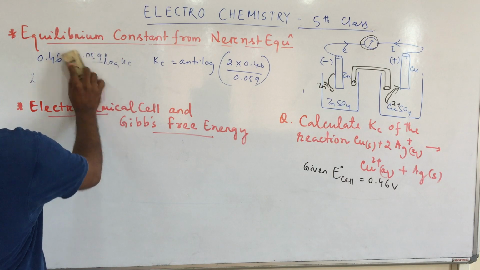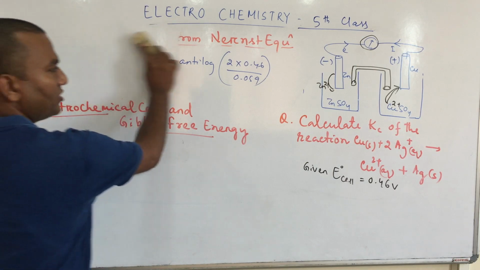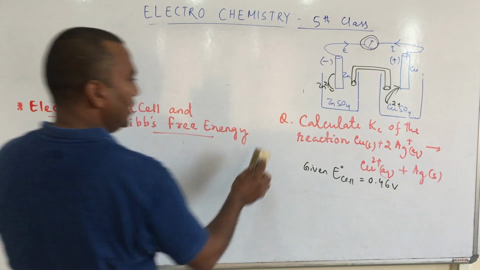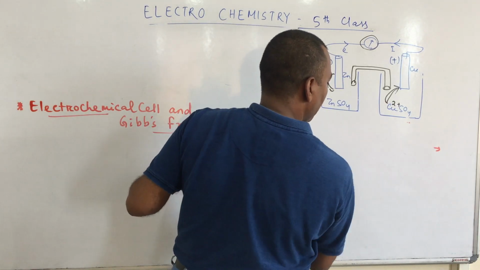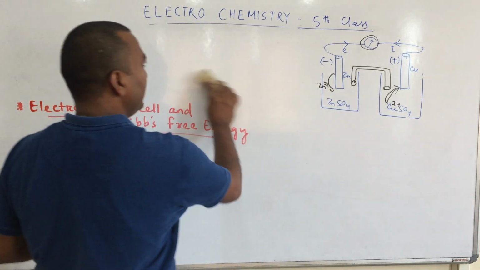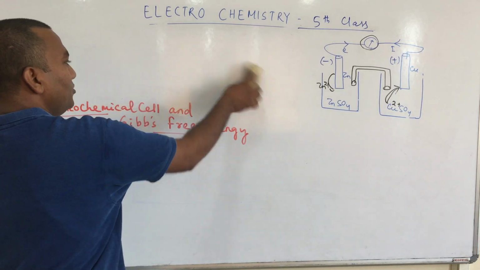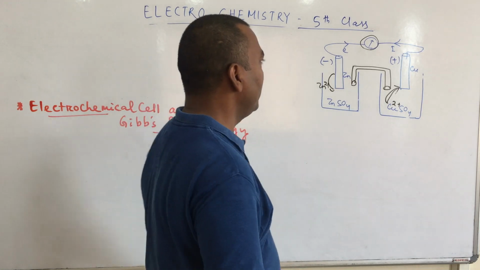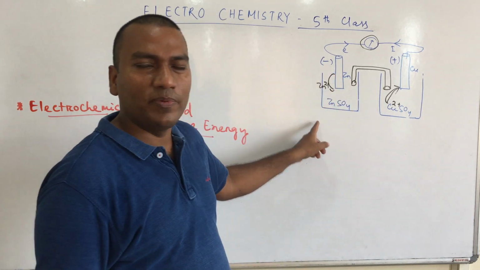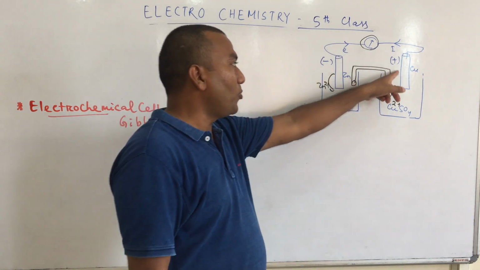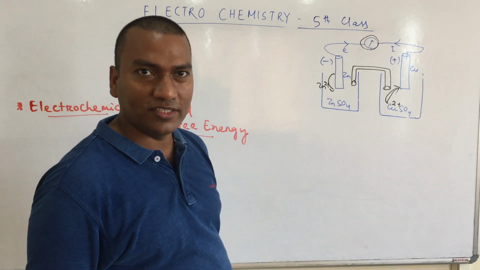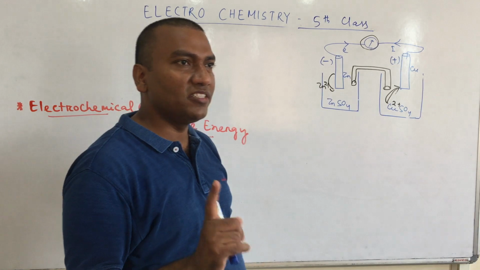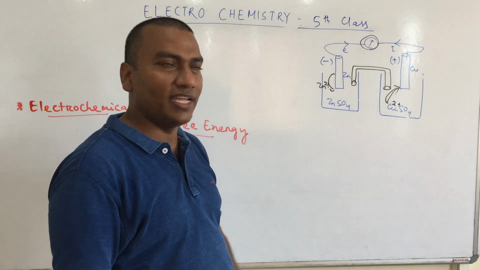Then the next concept is electrochemical cell and Gibbs free energy. This is also a very important part. You see, earlier we have read, when zinc is dipped in zinc sulfate, no reaction. Copper dipped in copper sulfate, no reaction. Both side reactions are not possible, meaning delta G value is positive, non-spontaneous.